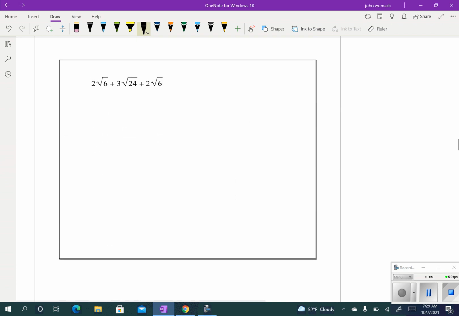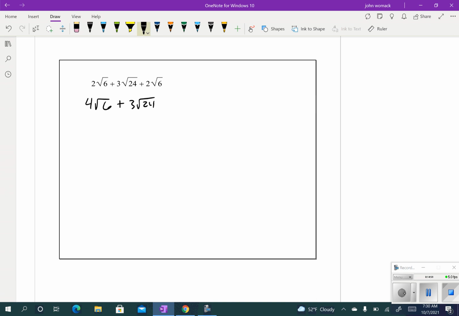You guys try this one. Give this one a try, pause the video, try it, and then come back and we'll go through it. So 2 square root of 6 and 2 square root of 6, I can add those together. That's 4 square root of 6.